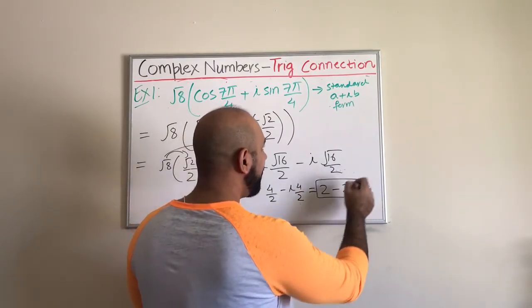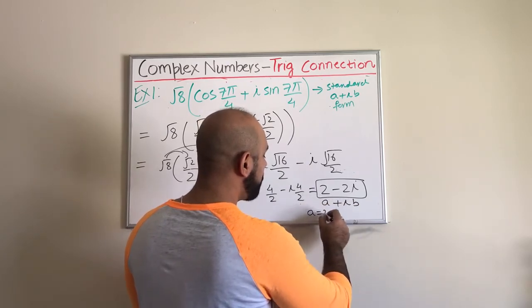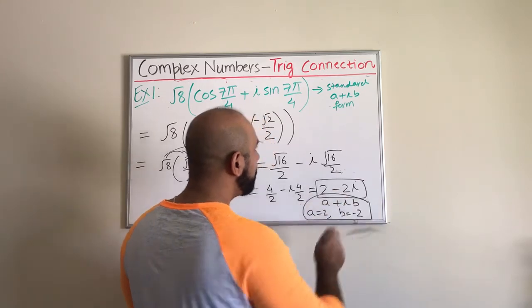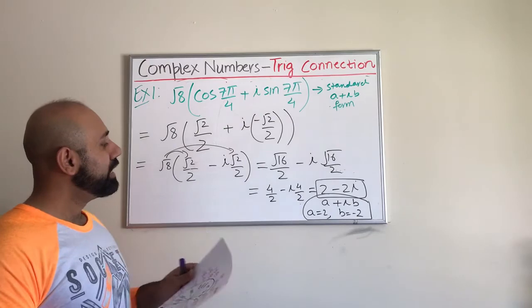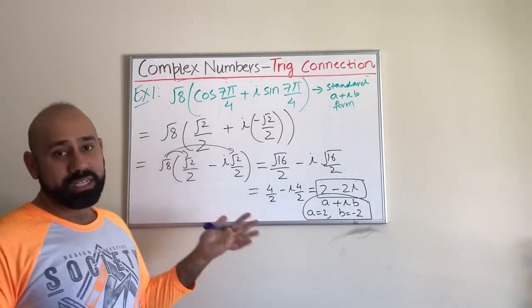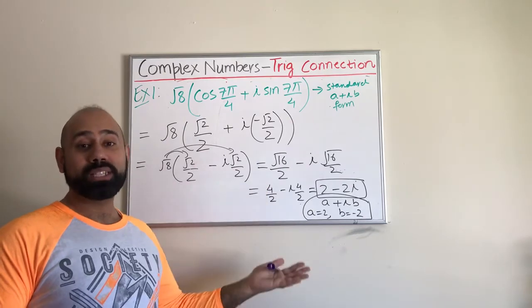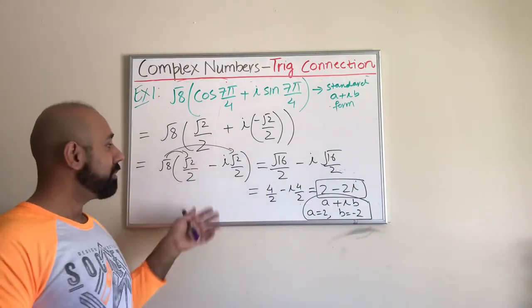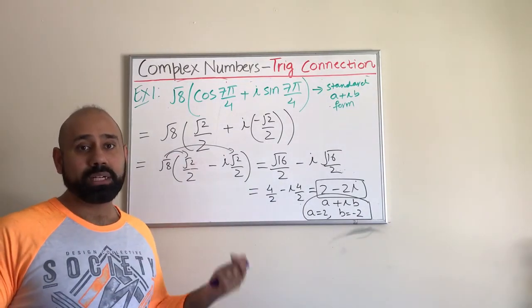Now this is in the a plus ib form, where my real part is 2 and my imaginary part is negative 2. So guys, it was not too difficult to convert a complex number from the trig form to the standard form. Actually, it is easier than going from the standard form to the trig form. All you have to do is use your unit circle, substitute the values, distribute, simplify, and you get the final answer.